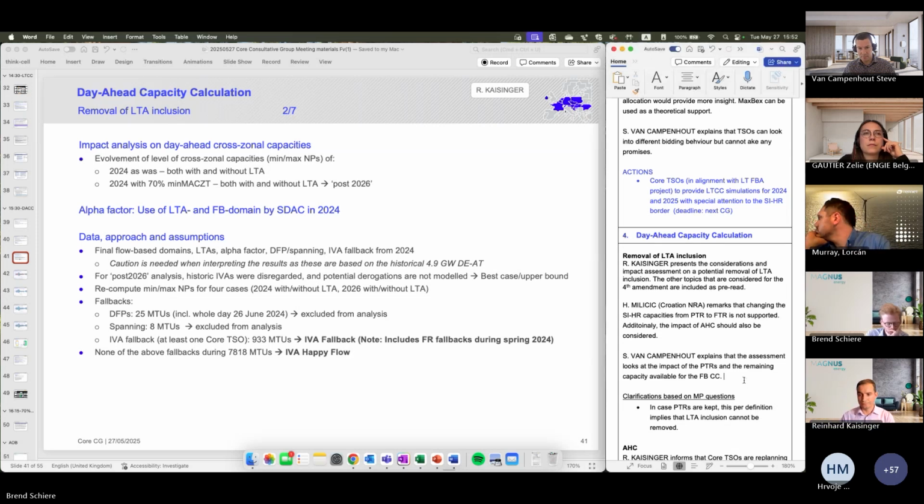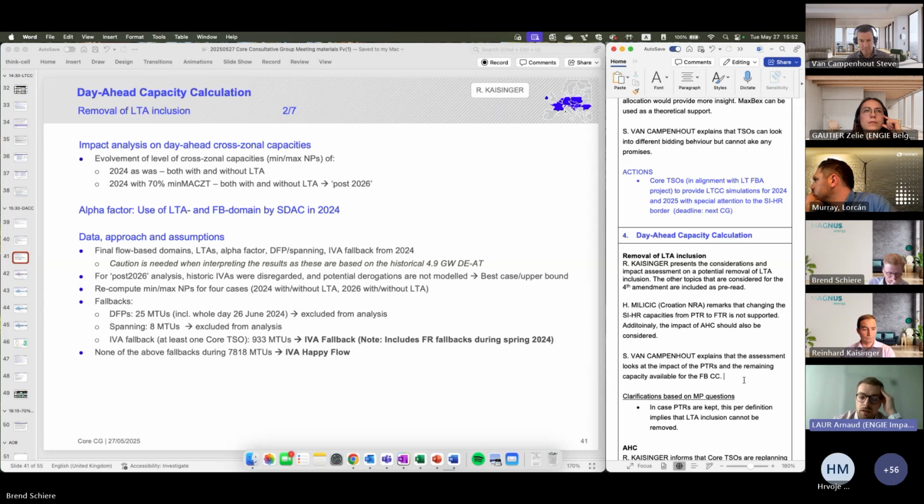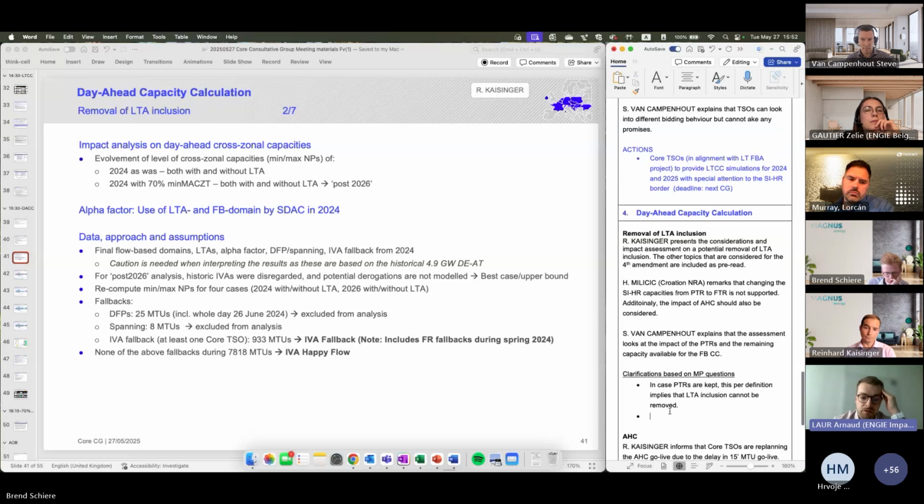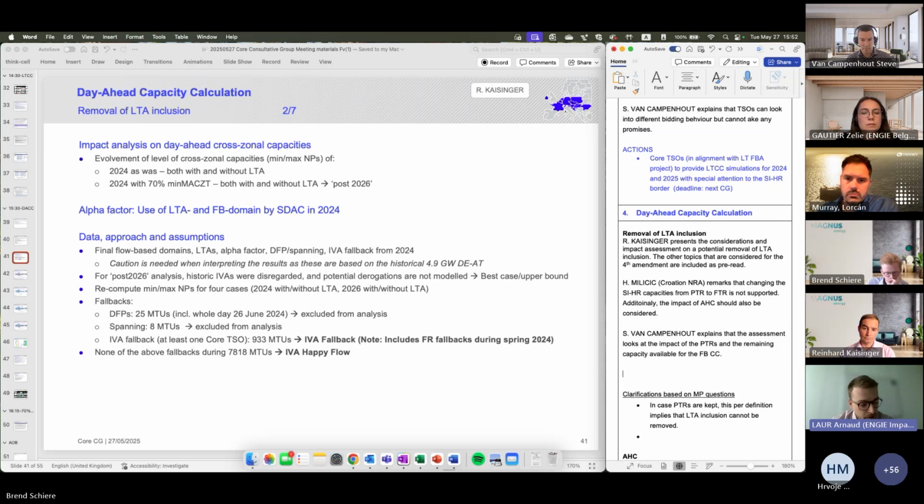Just a quick remark on the exclusion of the DFP hours in your analysis. I think at this point it makes complete sense because there is no alternative that has been already agreed. But when there is one, I would argue that we should be looking at the DFP days probably with more care than the regular days when we consider removing LTA, especially the days where we have this fallback.